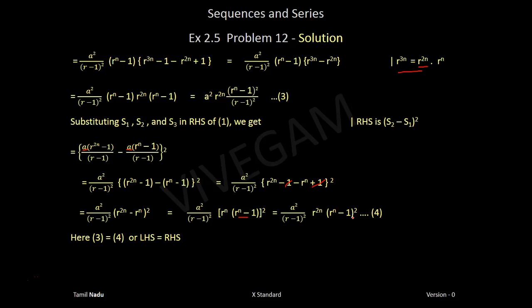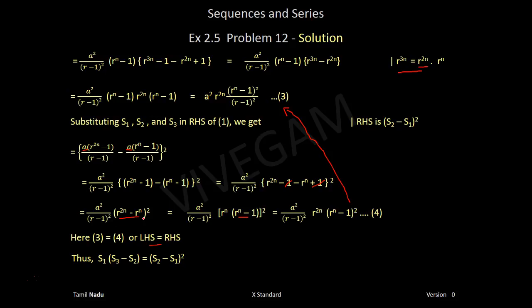Okay, now you can rewrite. If you look at this, this and this, it is equal. A square is there. R minus 1 the whole square is there. R to the power of 2n, it is here. R to the power of n minus 1 the whole square, it is also here. So equation 3, and as per equation 3 and 4, the LHS and RHS. This came from RHS. This came from LHS. Since both are same, S1 into S3 minus S2 will be equal to S2 minus S1 the whole square. I guess this is the only difficult part.